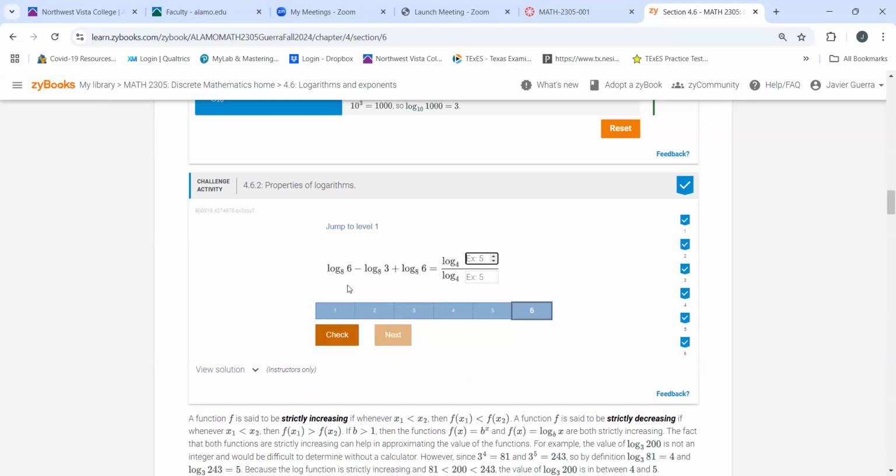All right, last one, log base 8 of 6 minus log base 8 of 3 plus log base 8 of 6. So minus means to divide. So 6 divided by 3 is 2. Then I'm going to multiply 2 times 6, which is 12. So they want to keep the bases the same. So that would be 12 and 8.